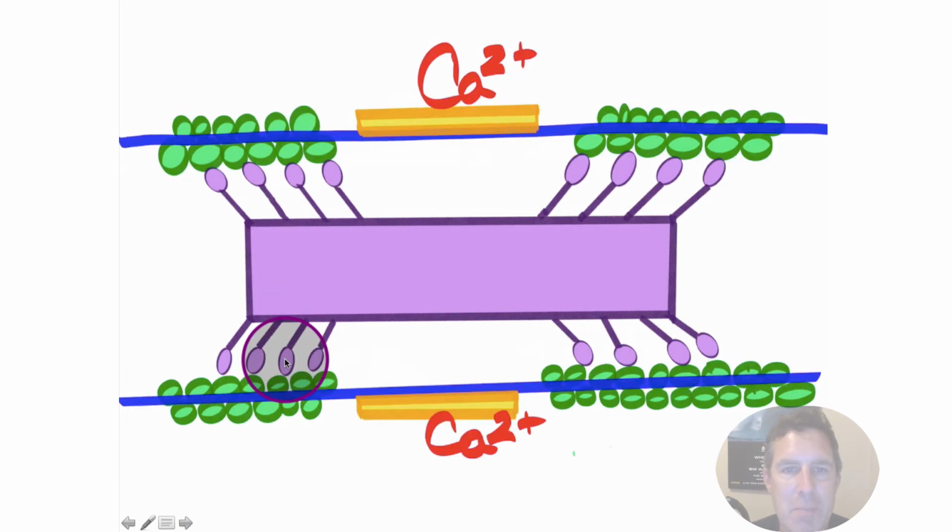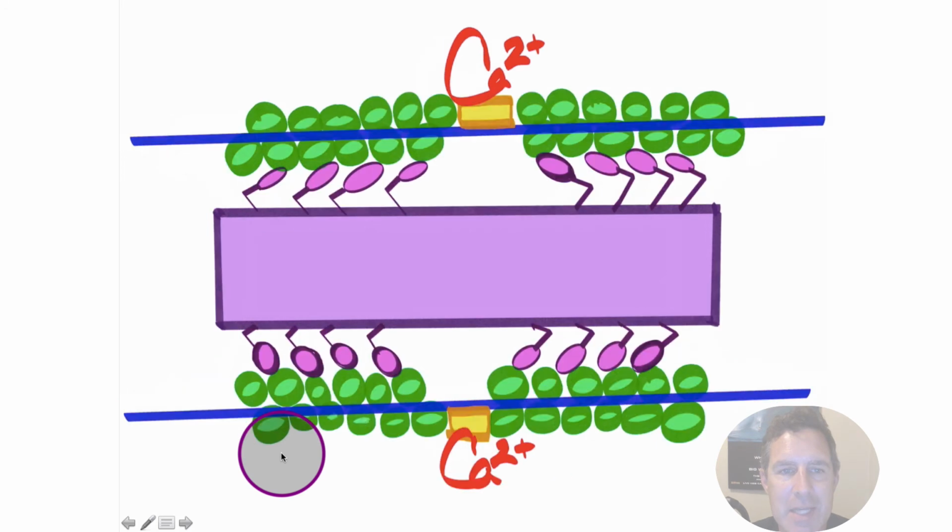But when calcium binds to troponin, troponin undergoes the conformational change, moves tropomyosin out of the way, then that liberates the binding site, and these myosin heads all grab the thin filament. And then what happens is the myosin heads fire and they slide those thin filaments closer to each other.